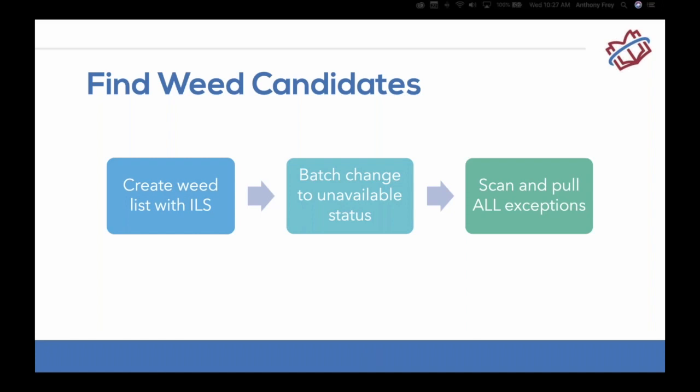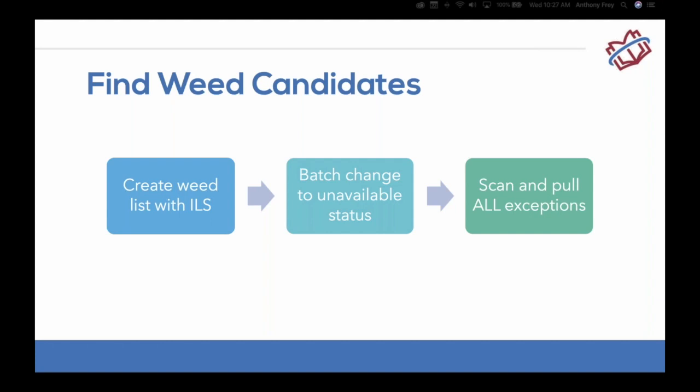So you're usually gathering your weed report in the ILS, as you normally do. And in the ILS, create a batch that can change item statuses. So do a batch change to an unavailable status, whatever that might be. Perhaps you create a status called weed. At the next regular circTRAK scanning, we'll find all of those candidates. Any of them that are on the shelves will be found on a continual basis.